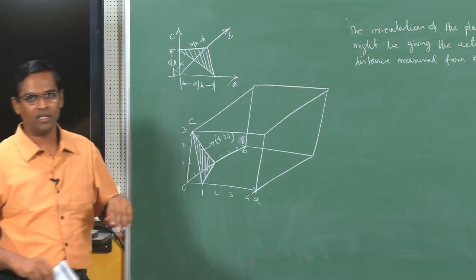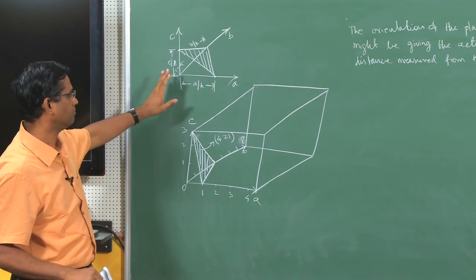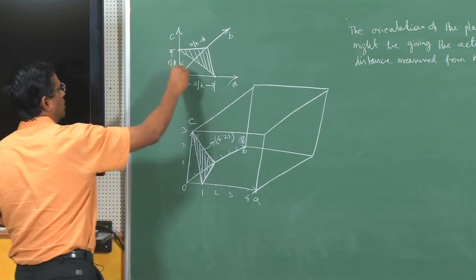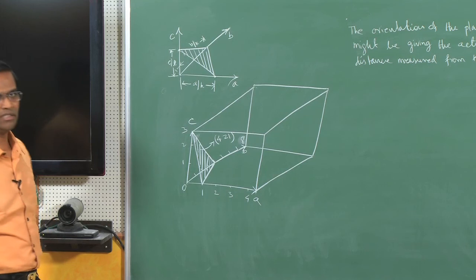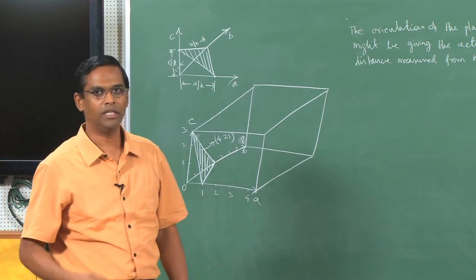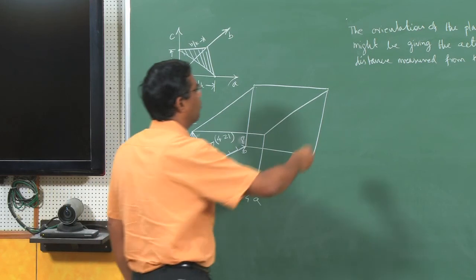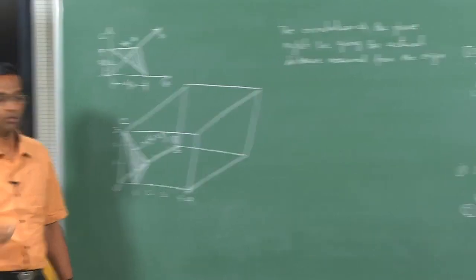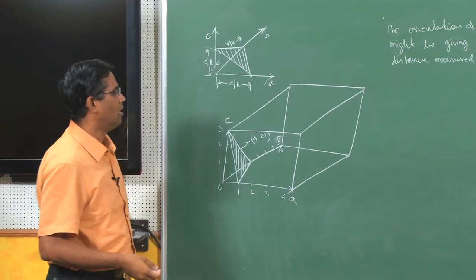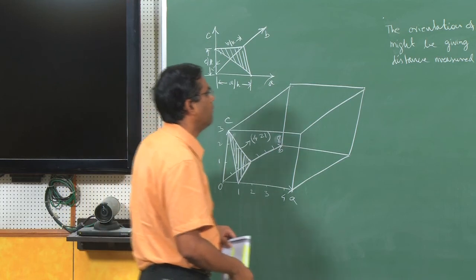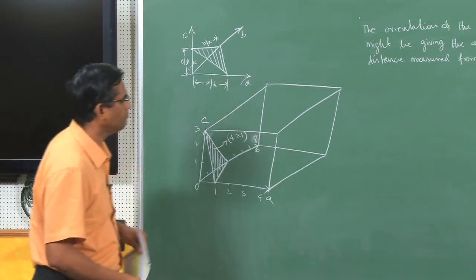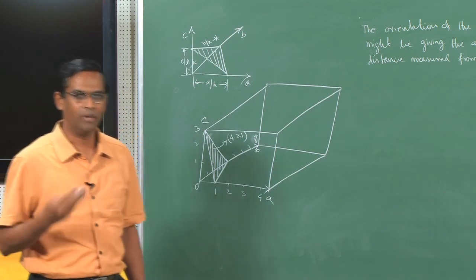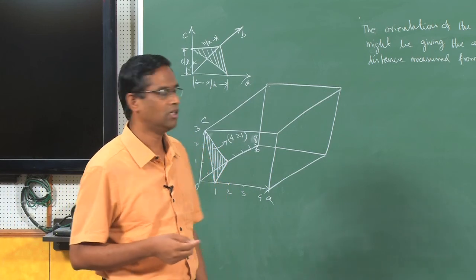As I just mentioned before, if you want to identify a plane with reference to the reference axes A, B, C, we always look at the intercepts. In fact, the orientation of the plane might give the actual distance measured from the origin, and you can always use that actual distance. But the problem comes when you have a plane which is parallel to any one of the axes, then that plane will never make an intercept with that axis.